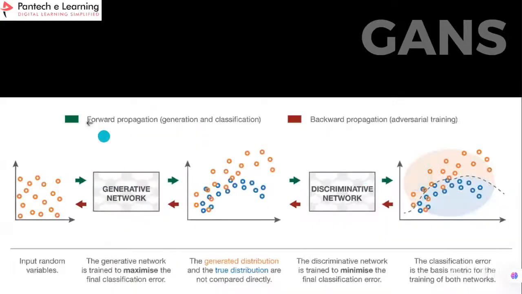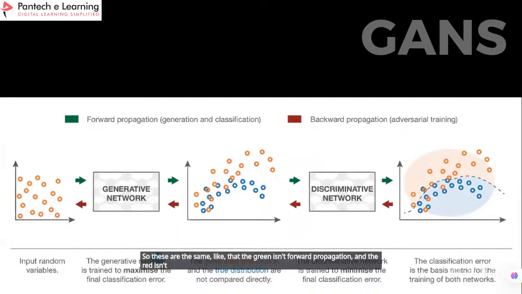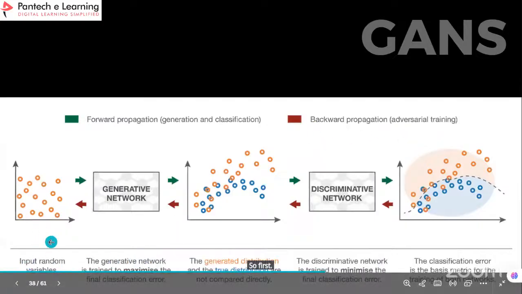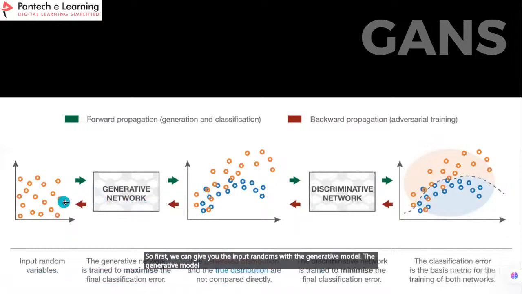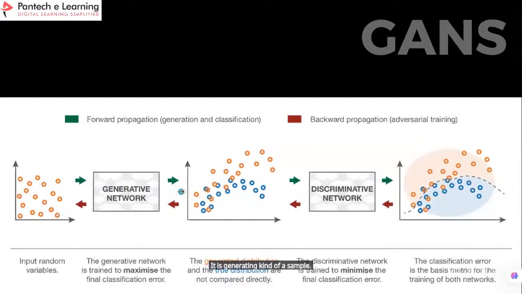So these are the same: the green is in forward propagation and the red is in back propagation. First, we give random input to the generative model. Based on the data space, the generative model generates a kind of sample image.